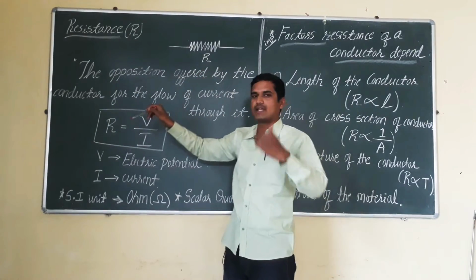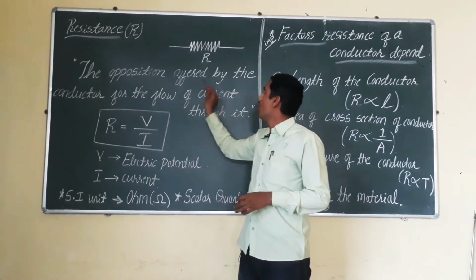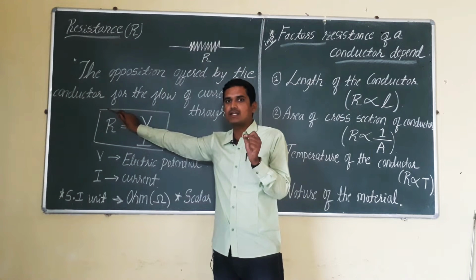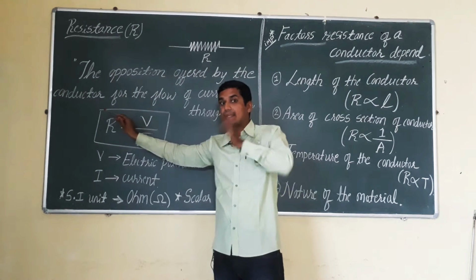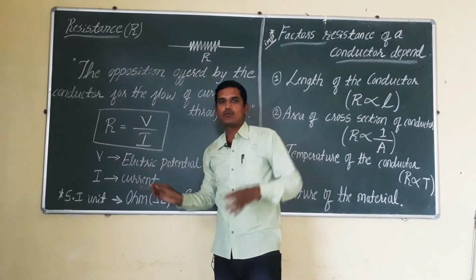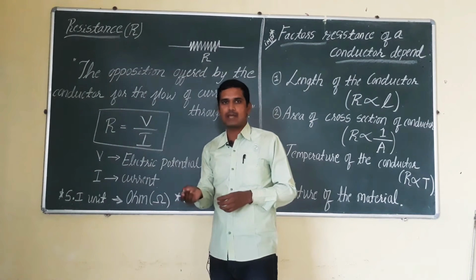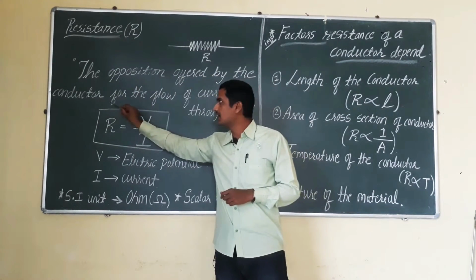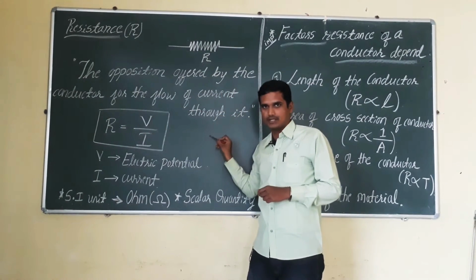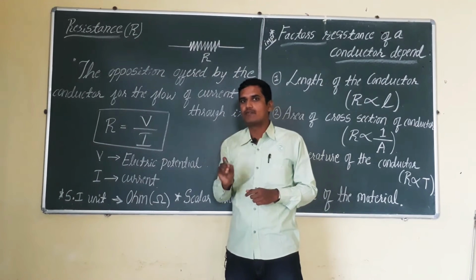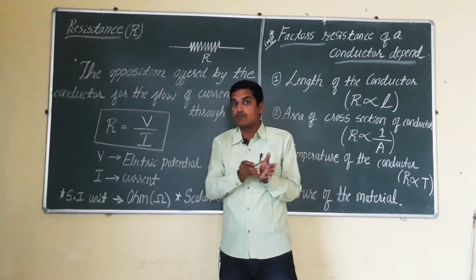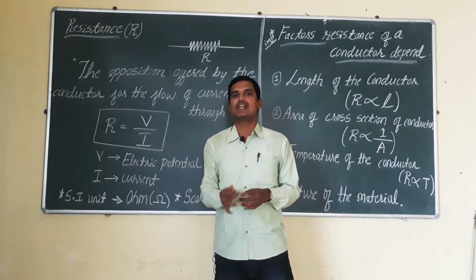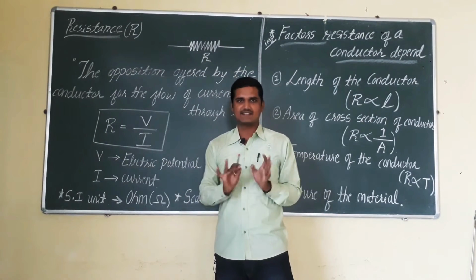So we can simply say it is the opposition offered by the conductor. You already know, a conductor means the material which allows heat and electricity to pass through it. Generally we make use of copper and aluminum wires, right? The opposition offered by the conductor for the flow of current through it, or simply the opposition to the flow of electrical current, is generally called resistance.